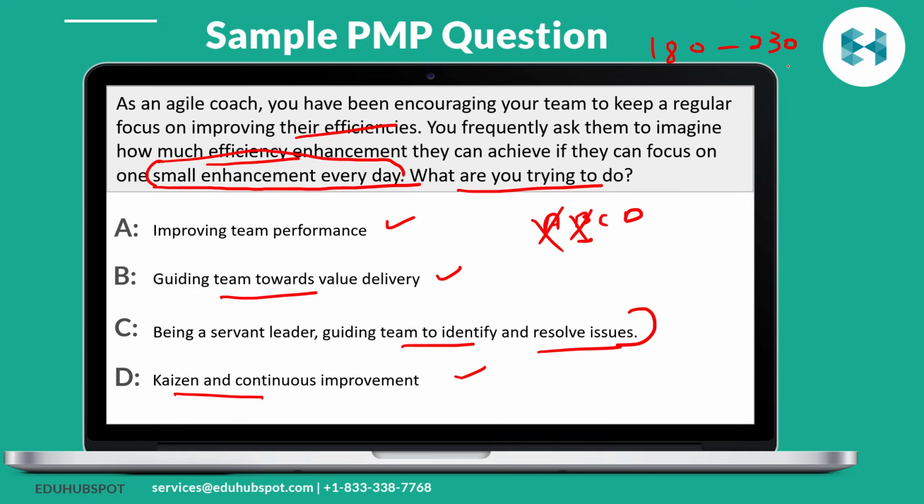They will all be related to each other, and that is where the confusion will lie. Nowhere in that question are they saying that you are resolving the issues. Nowhere did they say that. What they said is that it is about efficiency, and that you are making one small enhancement. So you are updating. So basically that's your Kaizen and continuous improvement. So you're continuously improving it.